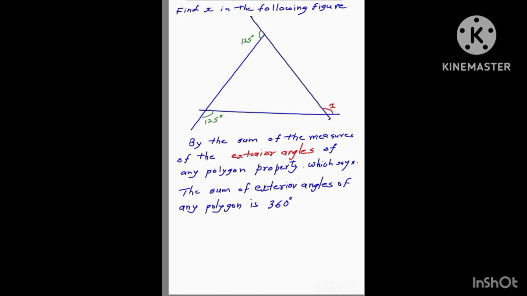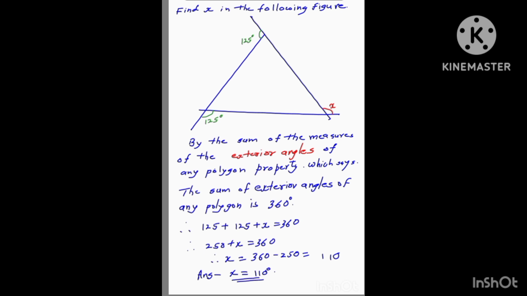Now it is exterior, sometimes it is interior or supplementary, everything. So we take 125 plus 125 plus x, only three exterior angles are there, is equal to 360. So we add 125 plus 125 is 250, plus x is 360. So x is equal to 360 minus 250, which is 110. It is 110 degrees. Don't forget to write the answer and units. Okay, thank you, good luck.